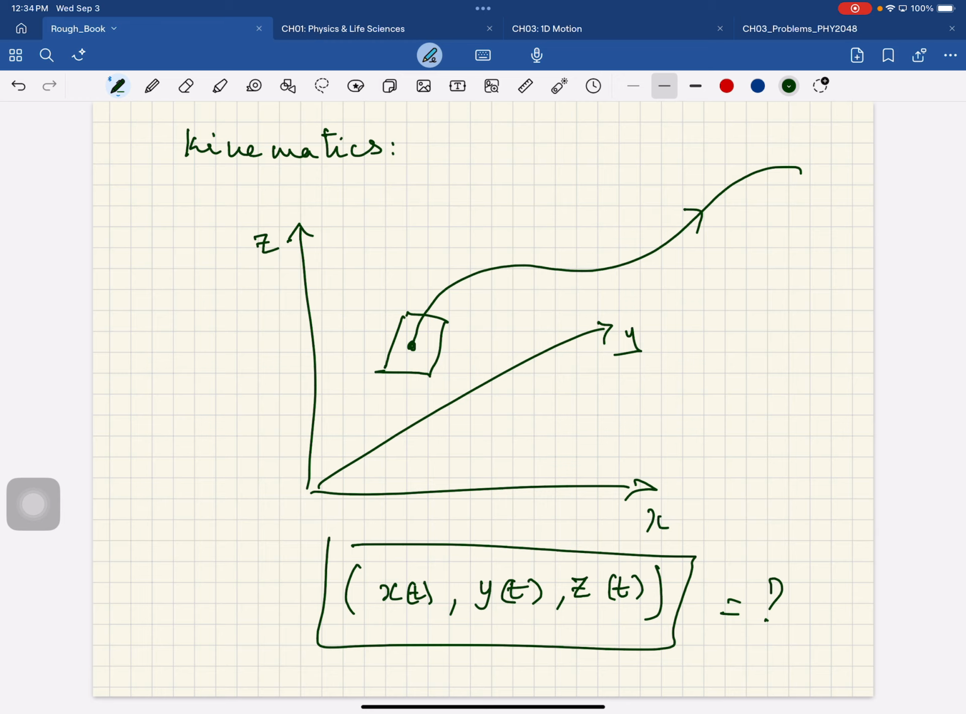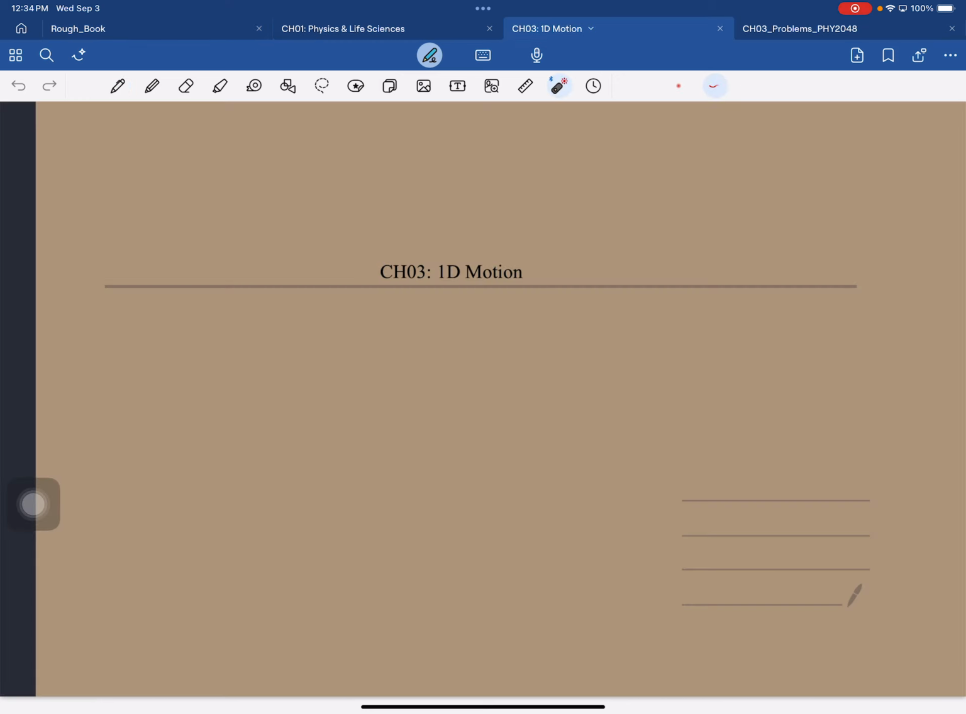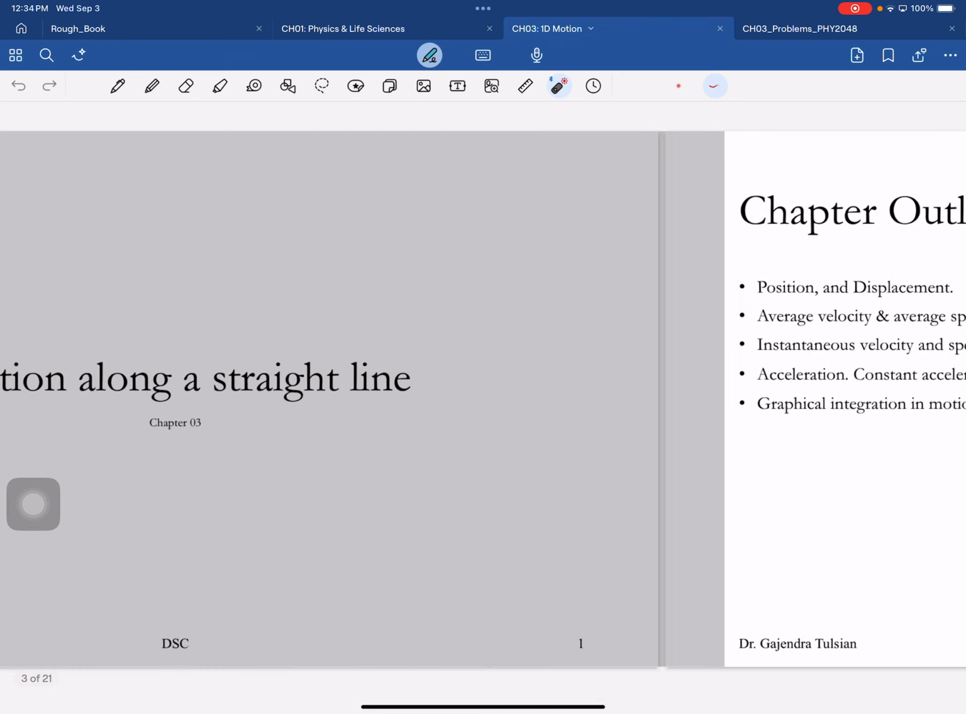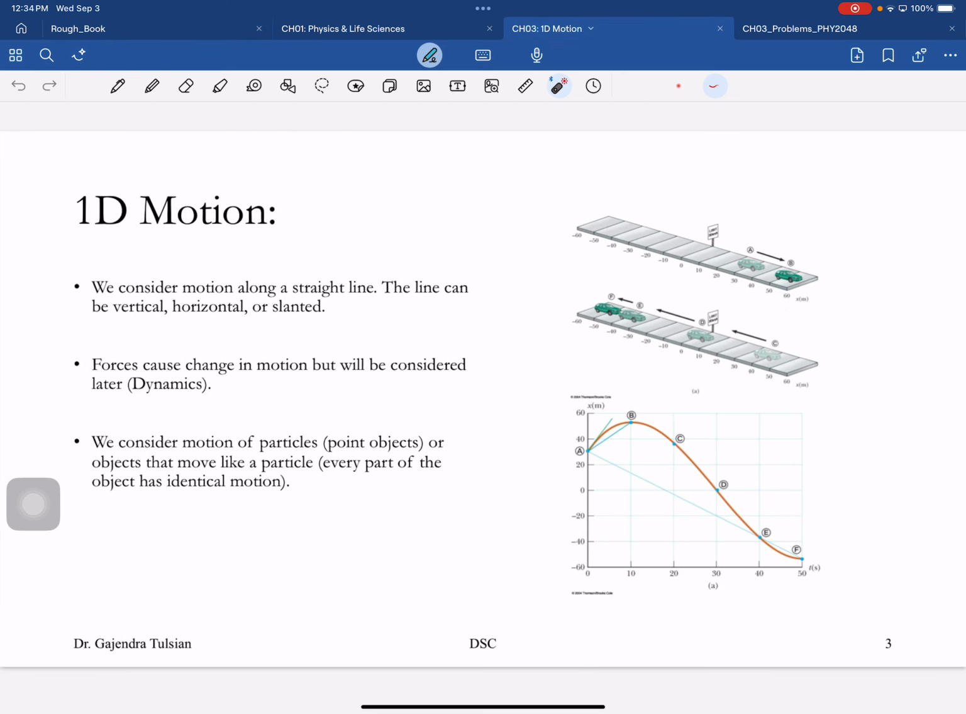Now in this chapter, what does the chapter title say? It's 1D motion. So the object will move in one dimension. Right now we'll keep things simple. We'll just describe motion in one dimension, either x as a function of time. Our object will be traveling along a straight line. So here's an example. Here's a straight road, and we are interested in describing the motion of this car as it moves back and forth on the road.